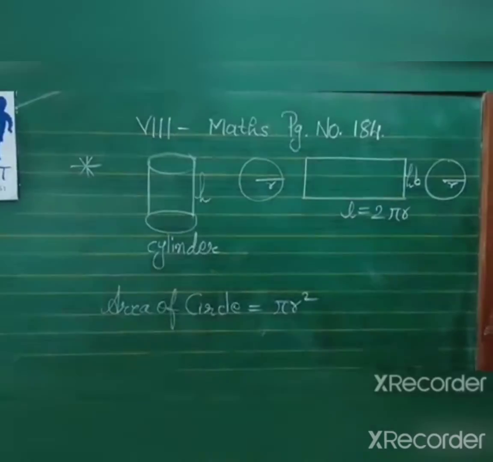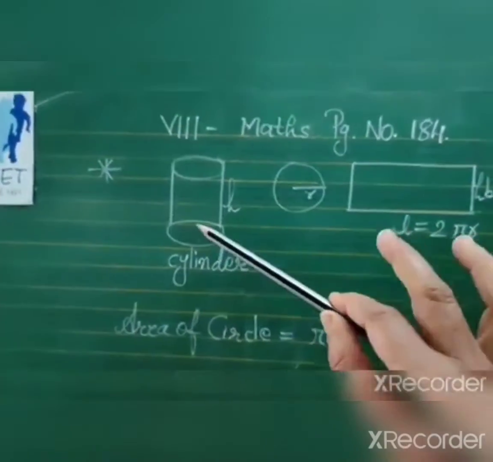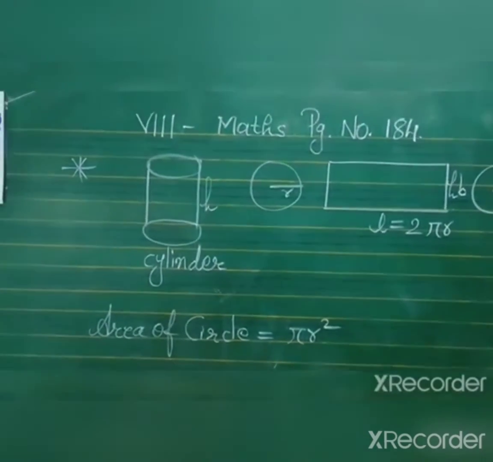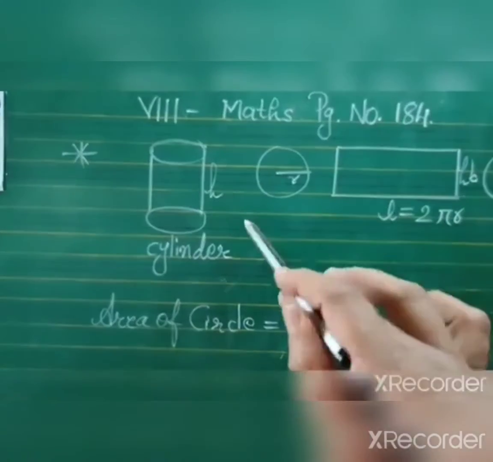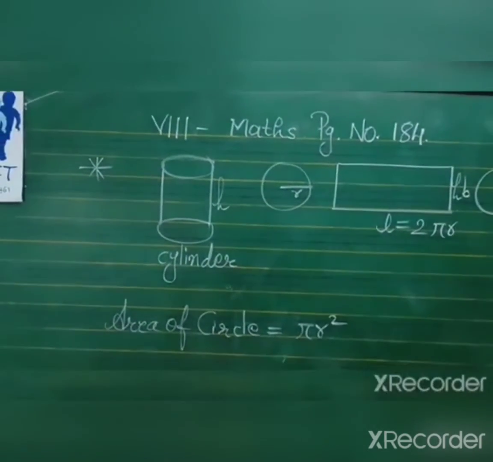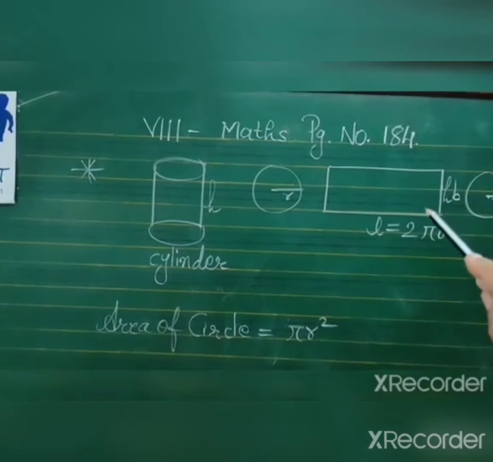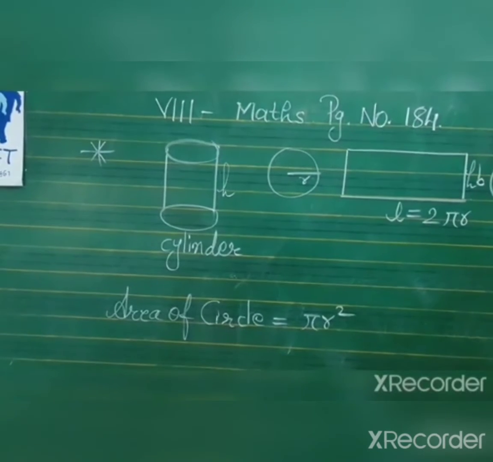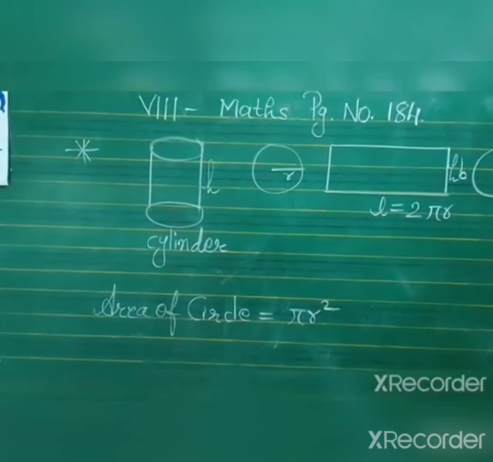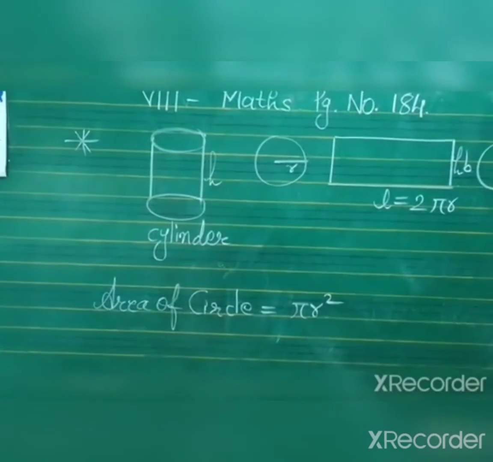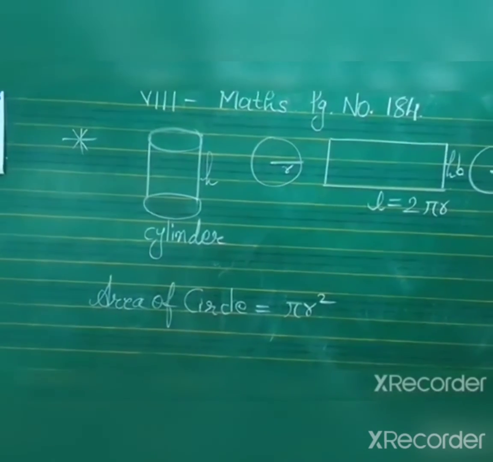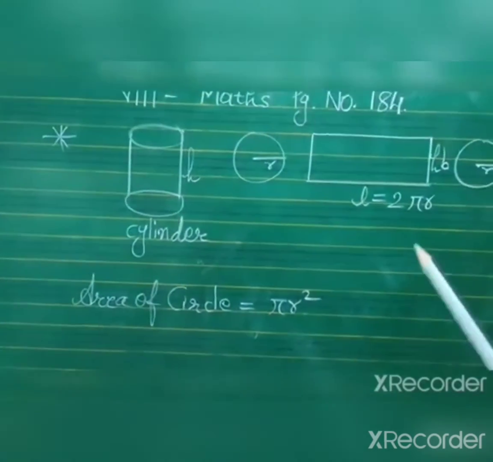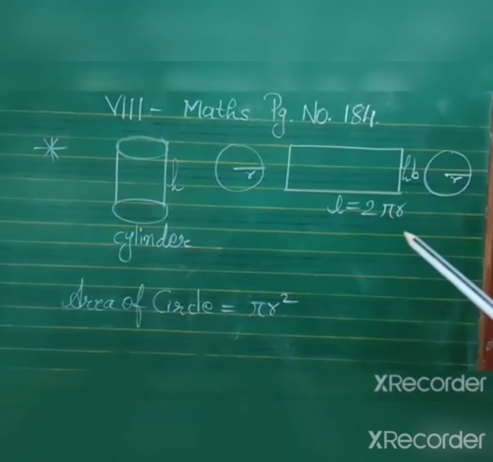Now you can see on the green board, the shape is a cylinder. Two circular shapes are there, top and bottom, and then the standing height of the cylinder. When you cover the cylinder with a strip and then open it, you get a rectangular shape. The strip takes one complete round around the circle, so its length is called the circumference of the circle. So length is equal to 2 pi r, the circumference of the circle.